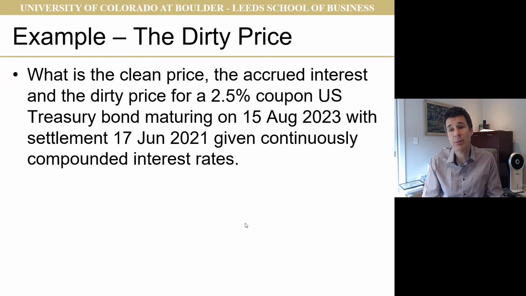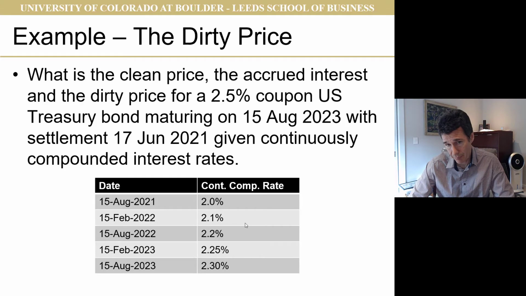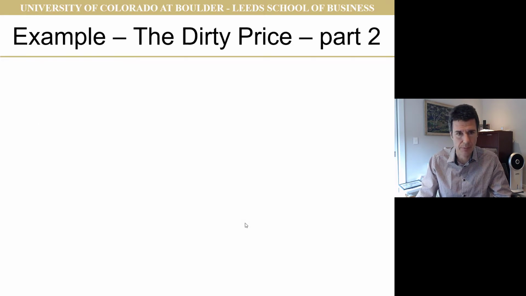We want to find the clean price, the accrued interest, and the dirty price for a 2.5% coupon US Treasury bond maturing on the 15th of August 2023 with settlement on the 17th of June 2021, given some continuously compounded interest rates. Now, these interest rates we're assuming come from the market somewhere. I'm not giving you where they came from. But we've got some interest rates, we've got a bond, we can find the present value.